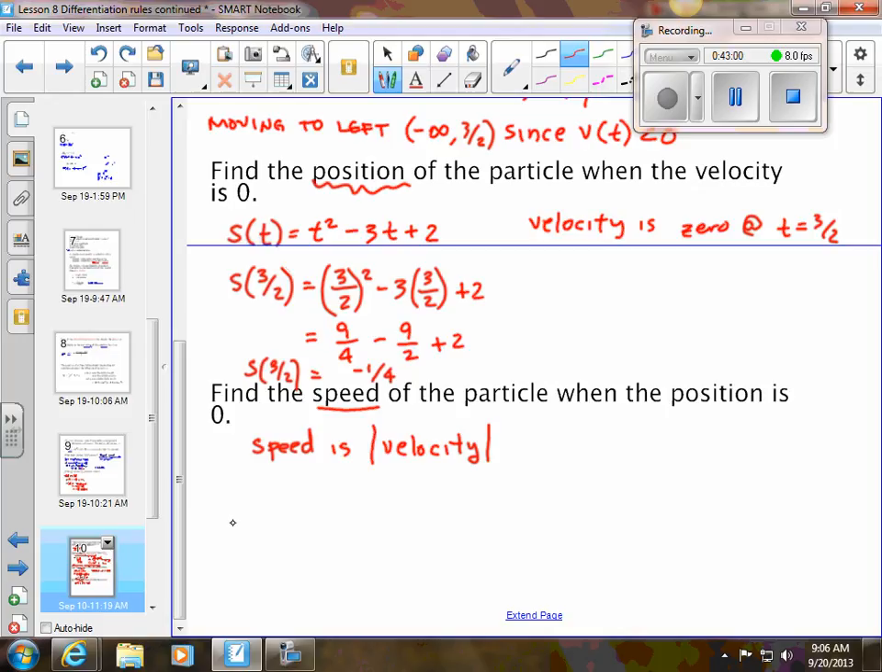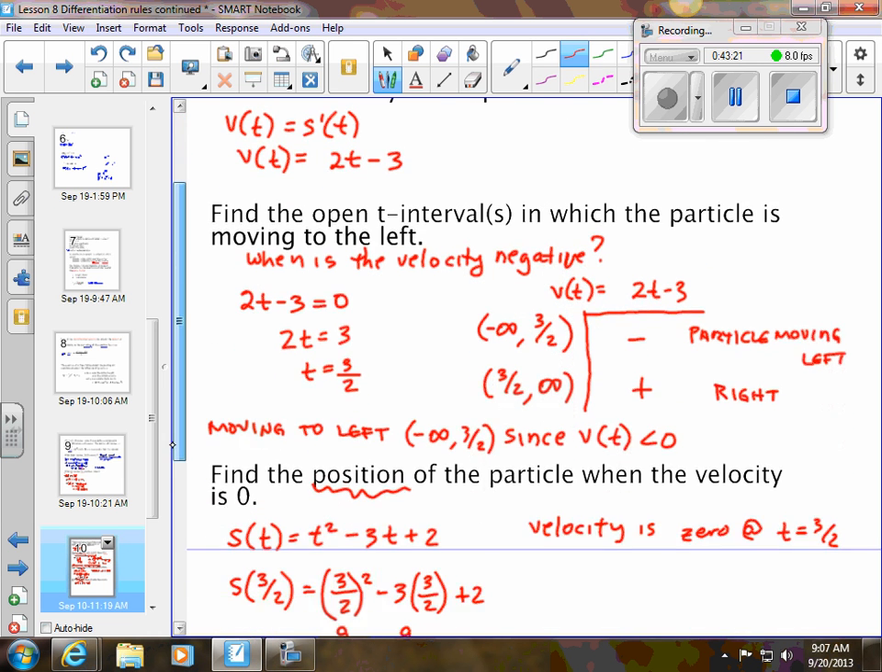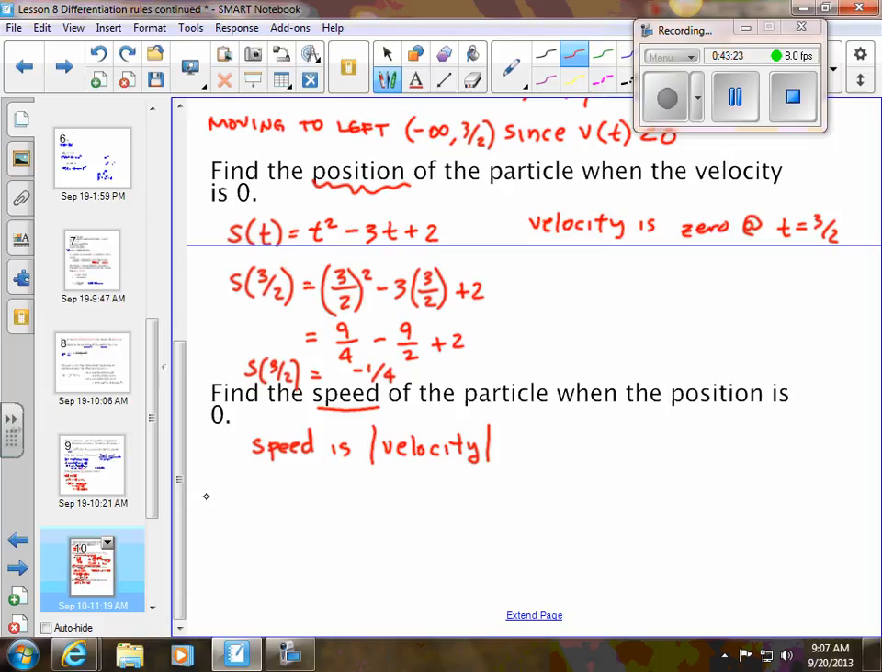So I need to find the speed when the position is 0. When is the position 0? Do I know? Do I know when the position is 0? We haven't found that, have we? Okay. So first of all, when is the position 0?